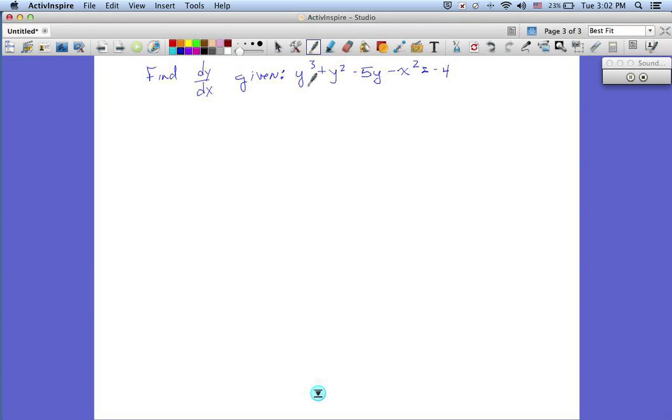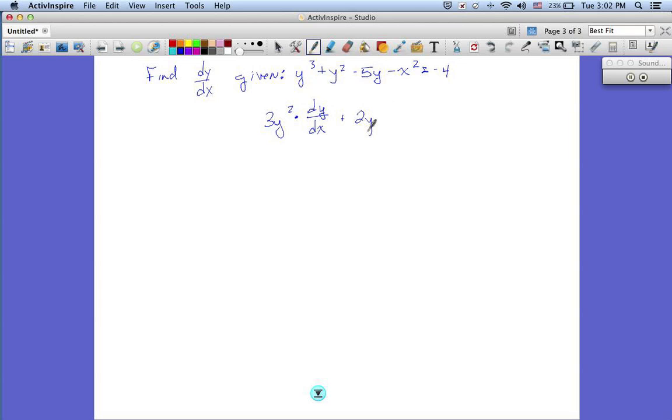I mean, sure, we could say y equals, but we'd end up with a plus or minus square root of something that has a y in it. So not helpful, but implicitly helpful. And again, notation is important. So when we take the derivative, we get 3y squared. Chain rule, remember, says dy/dx.